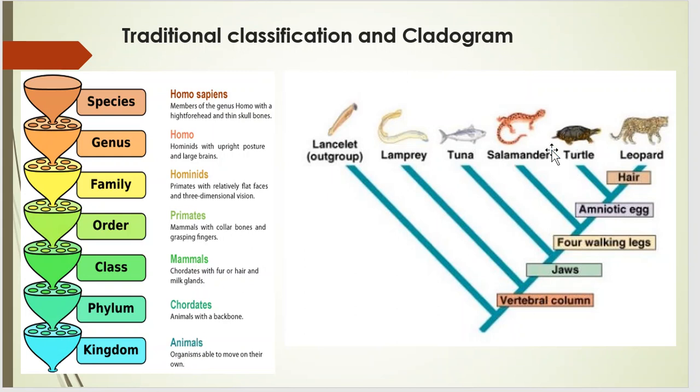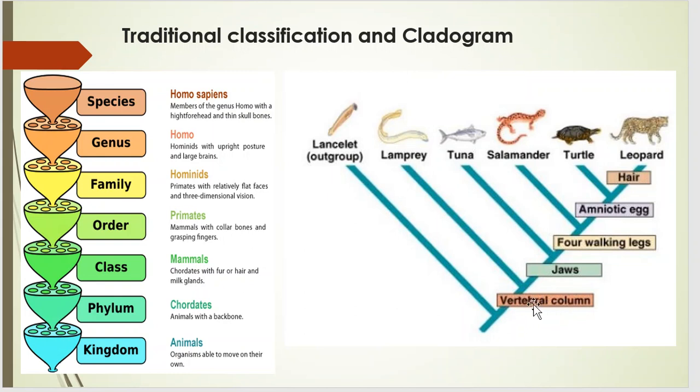And as you see here, this is a modern classification based on evolution. This diagram is called a cladogram. A cladogram is a diagram that shows the evolutionary relationship. As you can see, the evolution happens from left to right. So this is the direction of evolution. The traits that you see towards the left are called ancestral traits, and the traits that you see towards the right are called derived traits.